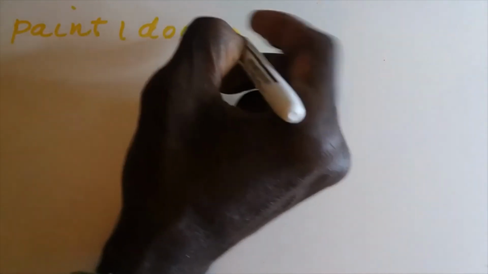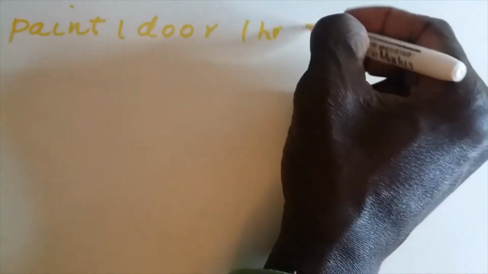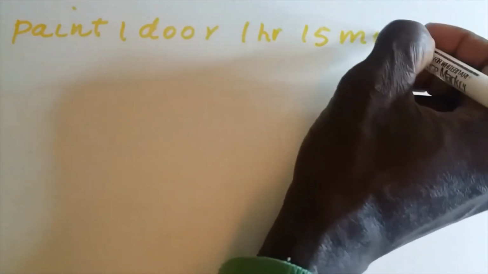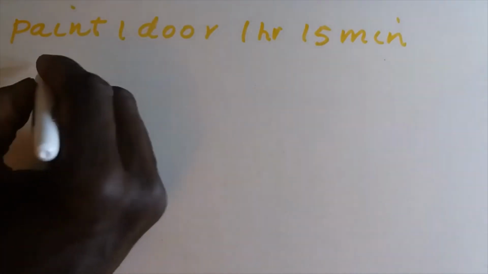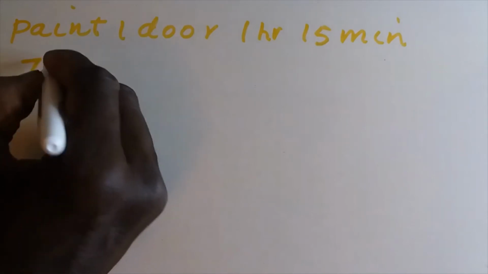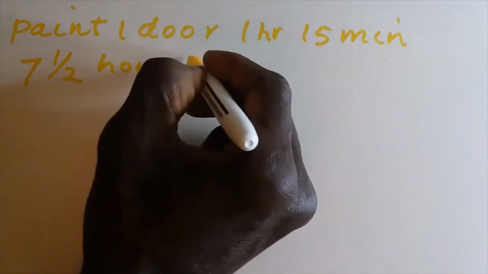Here we have a word question. A man can paint a door, so you can paint one door in 1 hour and 15 minutes. How many similar doors can he paint in 7.5 hours? So how many doors can he paint in 7.5 hours?